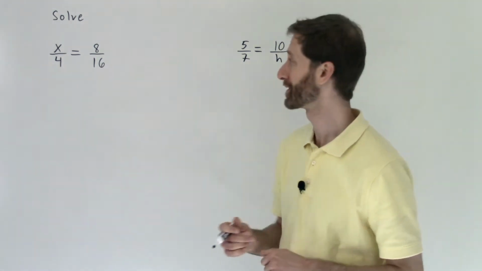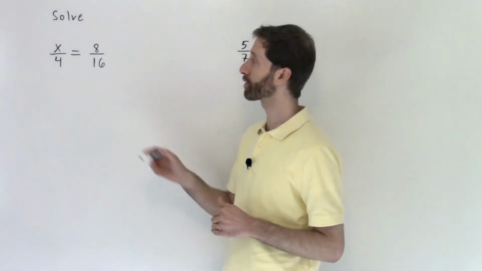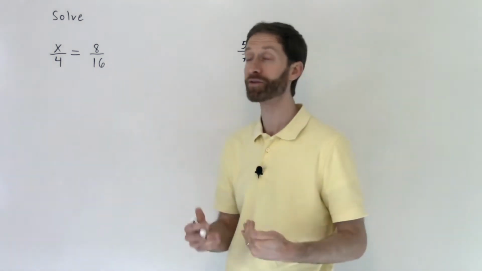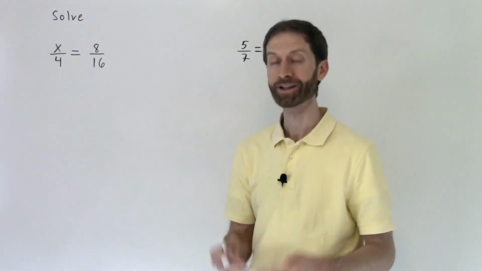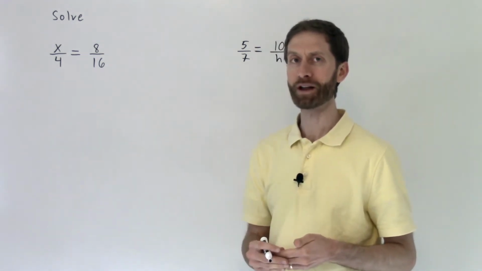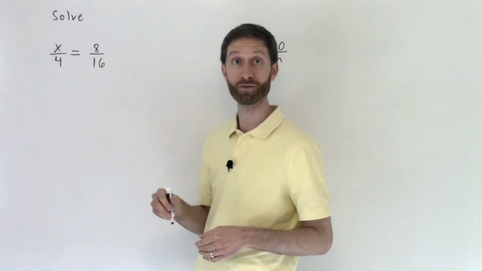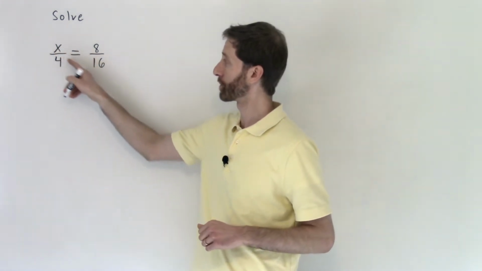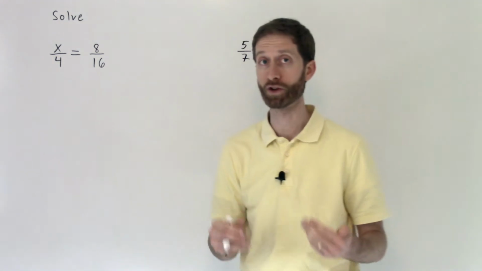Let's jump into this. The first problem we have here is the proportion of x over 4 equals 8 over 16. Our goal is to find the value of x so that this indeed does become a proportion. So that means that we need to find the value of x so that the ratio of x over 4 is the same as the ratio of 8 over 16. Now, we could dive right into this and do some cross multiplication, multiplying 16 by x and 8 by 4, and solving the resulting equation.